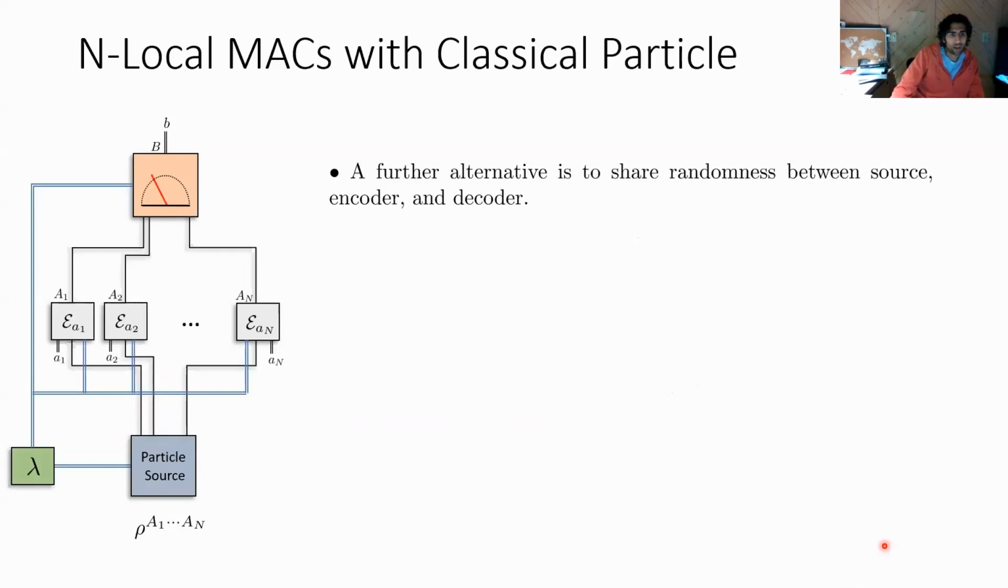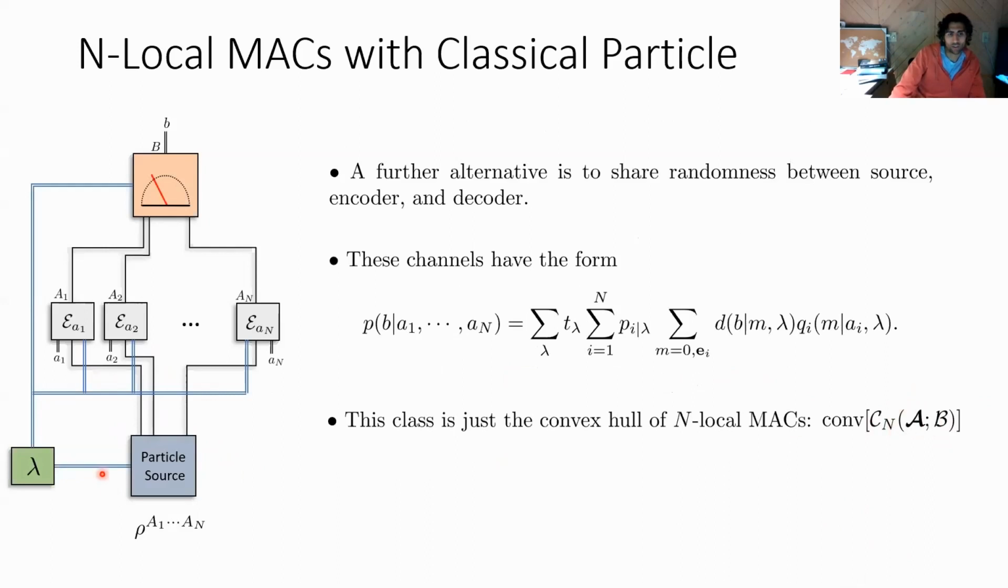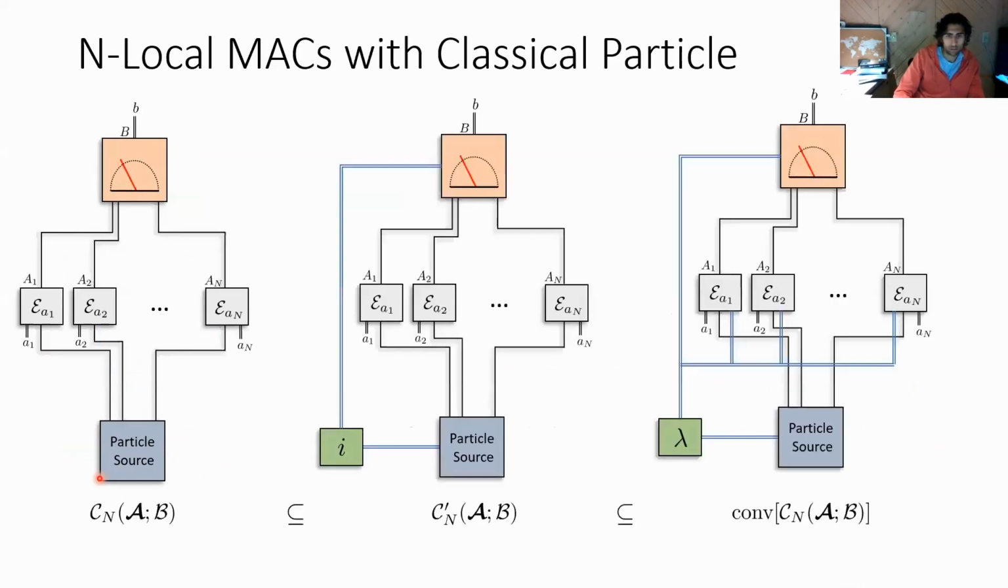We can go further, and we can say, well, let's let the encoders also have access to this shared randomness. And here the channels now take this particular structure. But actually, this is just now the convex hull of the first set that we discussed. Now you basically are distributing randomness to all the encoders and the decoders, so it's just the convex hull of the local MAC. Okay, so here are the 3 models, and the relationship is that they form this chain of inclusion.